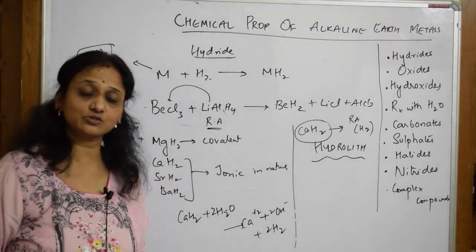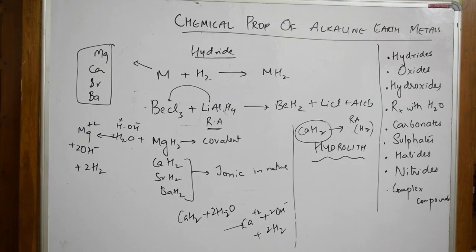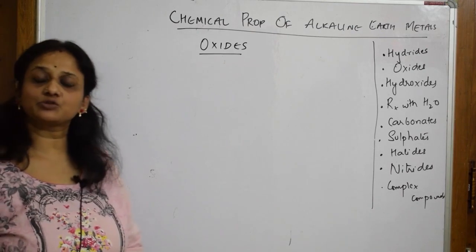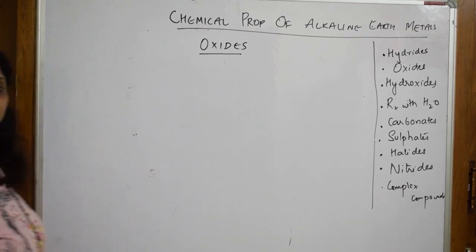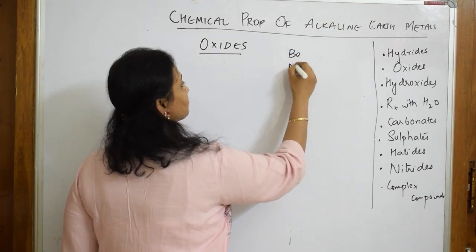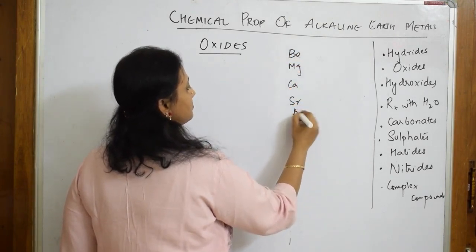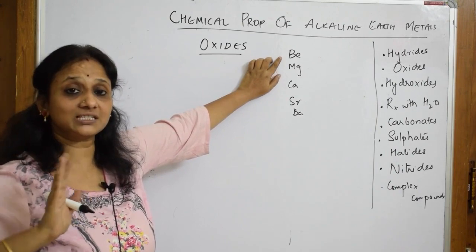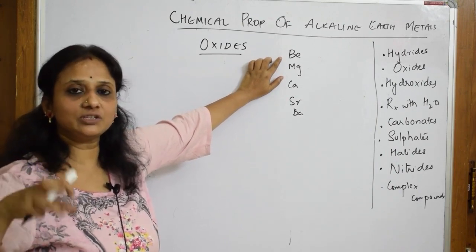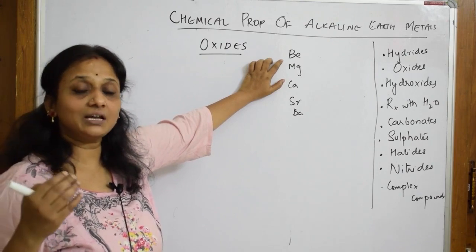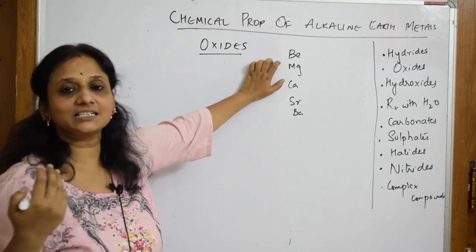Now let's come back and learn about the oxides of alkaline earth metals. When I have to speak about the oxides, we very well know the first element is beryllium, then magnesium, calcium, strontium and barium, right? Beryllium is kinetically inert towards oxygen. We need to supply certain conditions, then only it's going to react. Why? Because an oxide layer forms on its surface. That's the reason it is chemically inert, right?